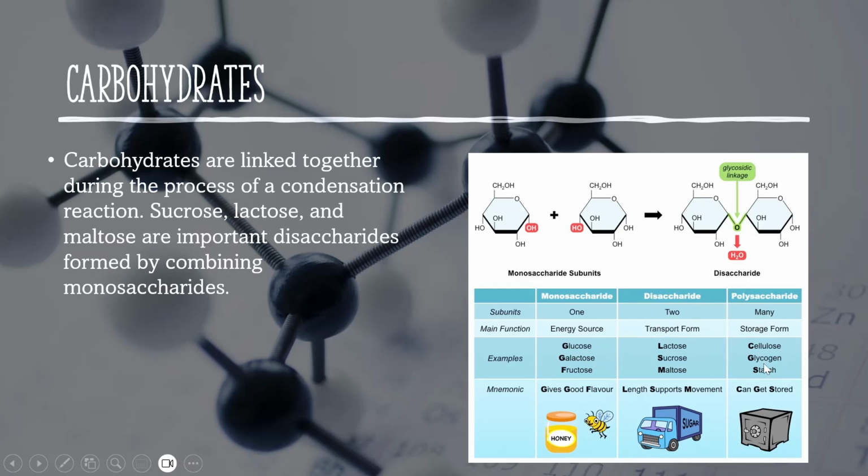polysaccharides. Disaccharides are known as a transport form, so that's lactose, sucrose, and maltose. And polysaccharides, they're more for storage or cellular components. Cellulose is part of cell walls. Glycogen is how we store glucose, but in animals. You have to know that glucose is stored as glycogen in the liver in animals, but I think that's for a different unit. That might be human physiology.